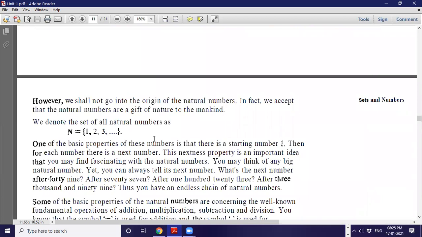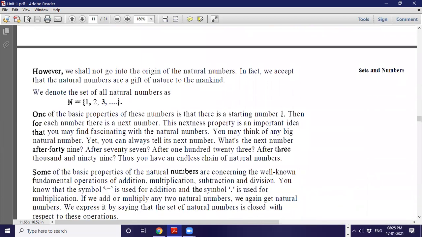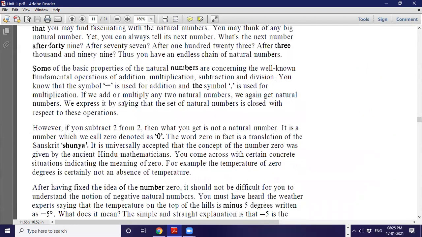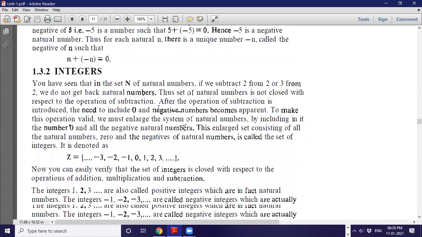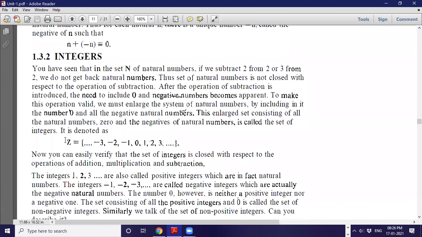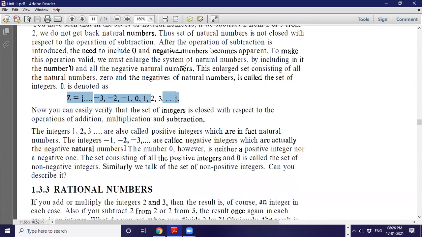Now, we define this as N, capital N. Again, we are not going to include 0 here, because for that we have integers. In integers, we define the integer set as this one. We have positive integers and negative integers as well, including 0.